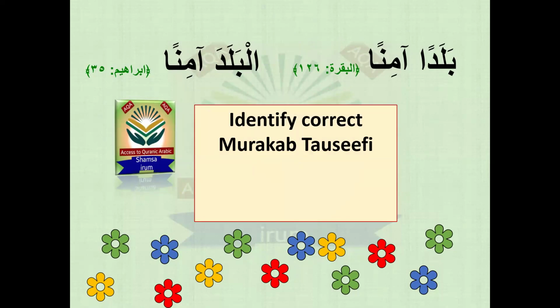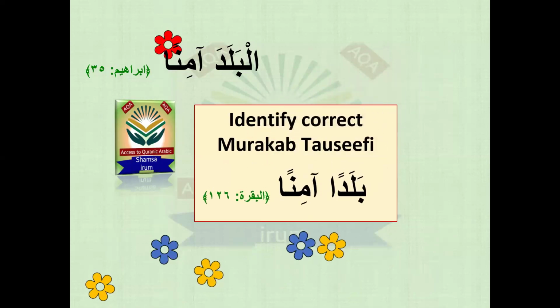In front of you, I wrote words from two different surahs. The first one is baladan aminan, and the next one is al balada aminan. So what you have to do is identify the correct Murakab Tauseefi from both of these. Which one of these is Murakab Tauseefi? You will pause the video and find which one is a descriptive phrase that follows all four qualities. The four qualities are the same.